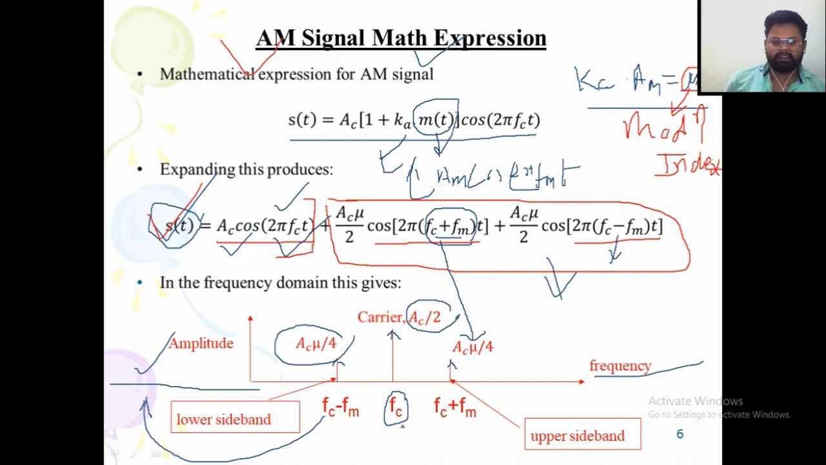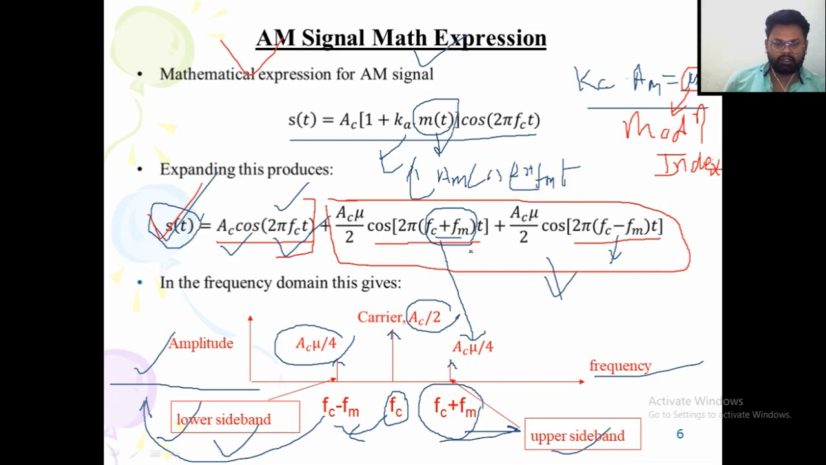The band just above this carrier frequency is called the upper sideband. The frequency band that exists just before this carrier frequency is called the lower sideband. So we have two sidebands: first is the upper sideband and another is the lower sideband, right?